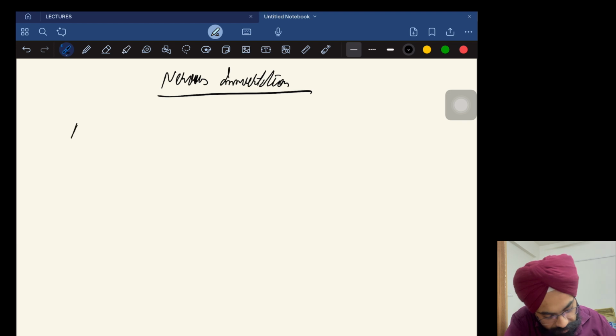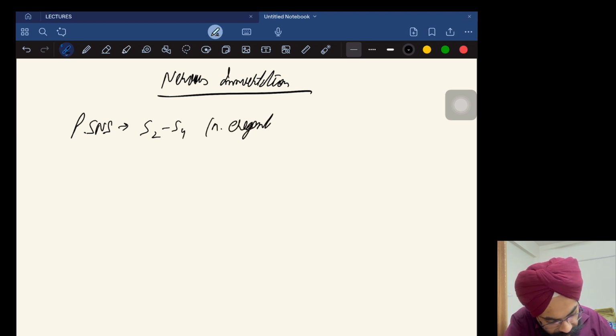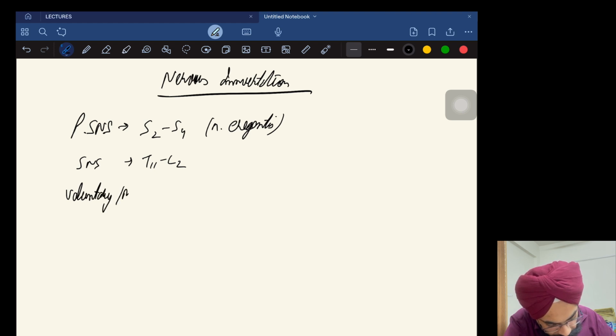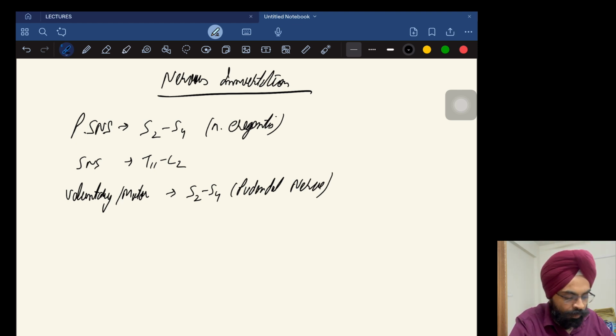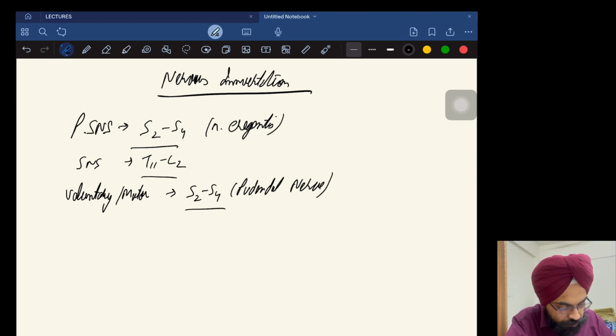So let us understand what is the nervous innervation. Parasympathetic is supplied by S2 S4 nervi erigentes. Sympathetic supply is from T11 L2, and voluntary or motor supply is from S2 S4 pudendal nerve. Okay, so now let us understand these further.